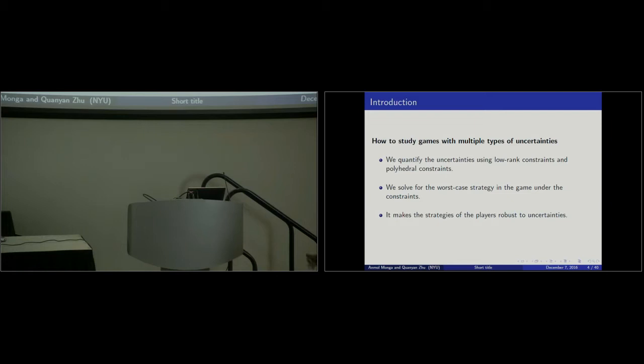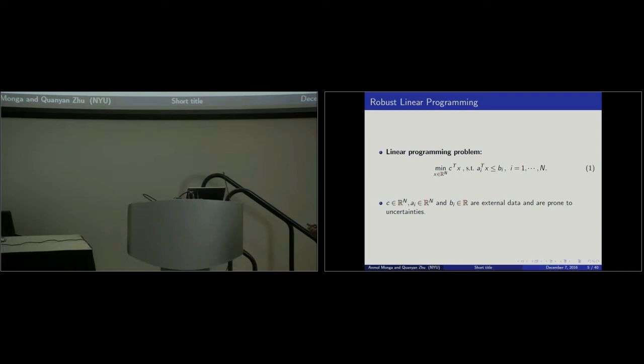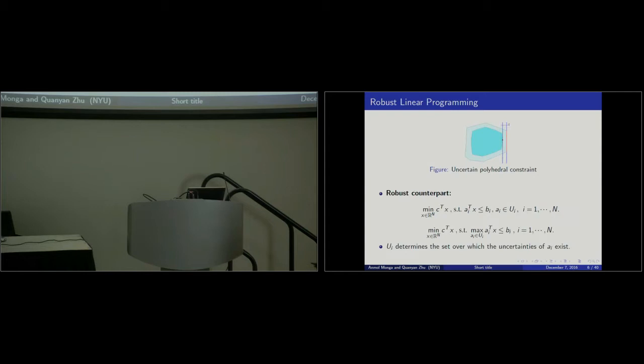Here is an example. People have studied robust linear programming, for example, and they are not looking at a Bayesian approach. Instead, let's say this vector A has some uncertainty in the data. Instead of a Bayesian approach, you look at a robust approach. In other words, you're looking at minimization with respect to the worst case A. This is a classical setting that people also know how to do.